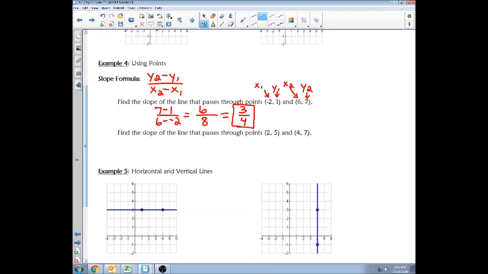Now the other thing I want to tell you real quick is slope is characterized by the letter M. We always use M to say slope, okay? So we need to find the slope of the next line. Remember, M represents slope.